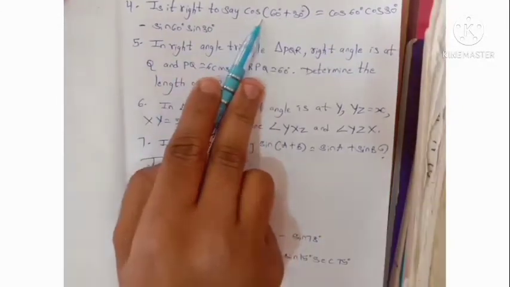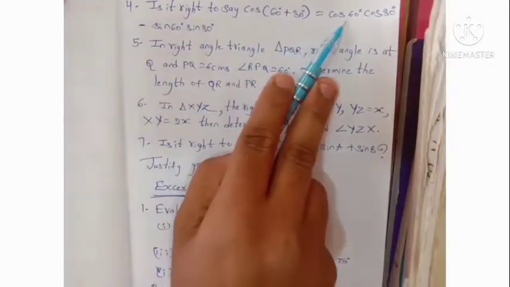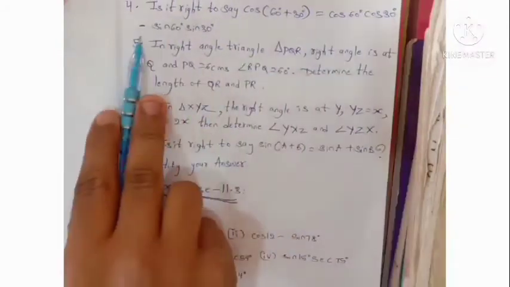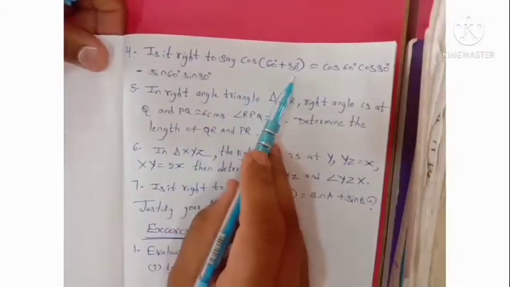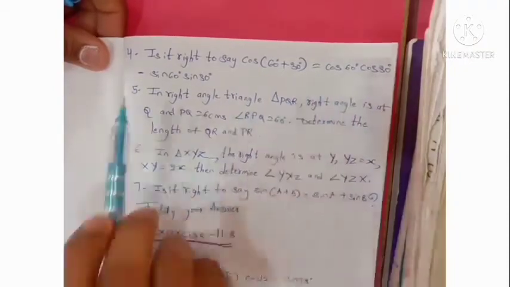Okay, next. Is it right to say cos(60° + 30°) is equal to cos 60 cos 30 minus sin 60 sin 30? Let's check.